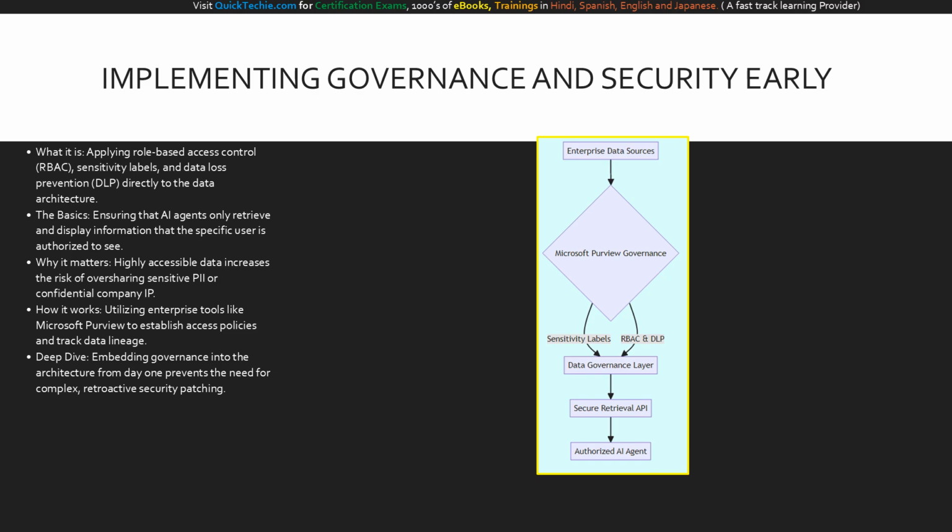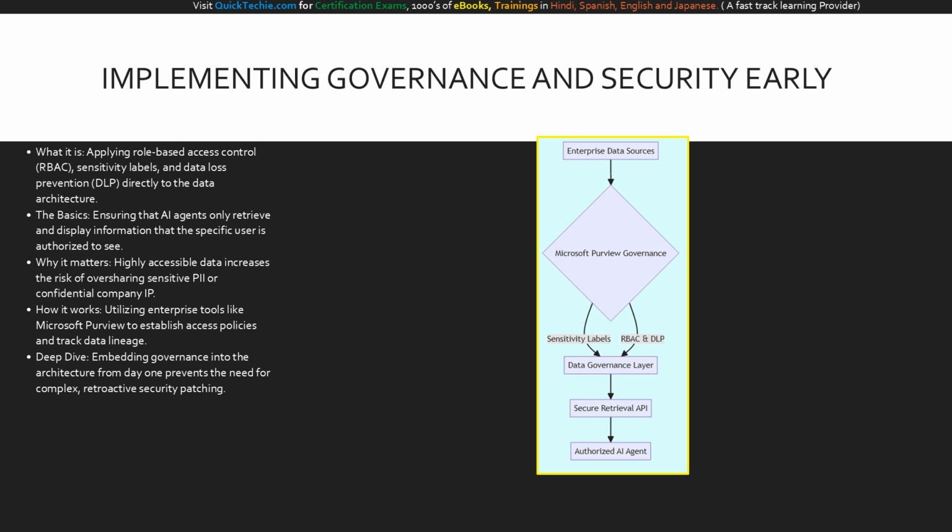Therefore, your underlying data organization must include robust role-based access controls and accurate sensitivity labels. Utilizing enterprise governance tools like Microsoft Purview allows you to establish strict access policies, comprehensively track data lineage, and enforce data quality rules at massive scale. By embedding this governance into your data architecture from day one, you ensure that as your AI systems scale, they automatically respect compliance boundaries and protect intellectual property without requiring retroactive security patches.